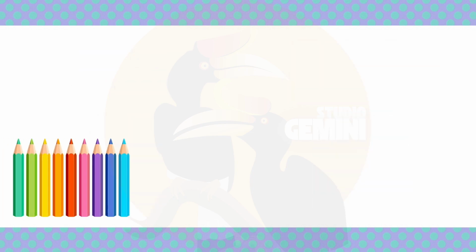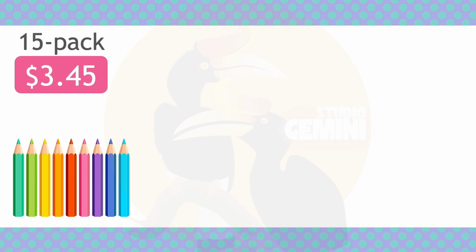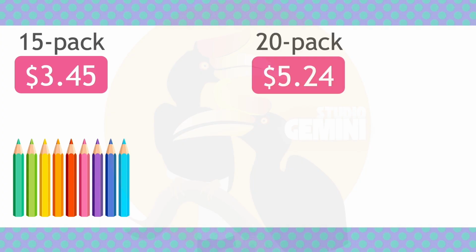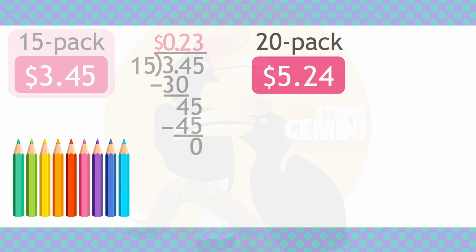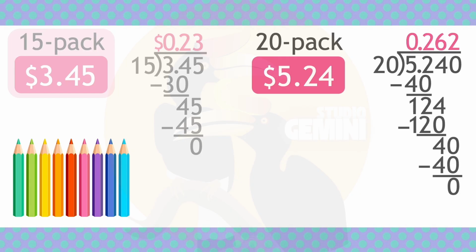Let's say you need to purchase some new colored pencils for art. When you go to the store, you find 2 packages of pencils you really like. A 15-pack for $3.45 and a 20-pack for $5.24. Because you want to get the best deal possible, you know you need to find the unit price of 1 pencil from each package. For the package containing 15 pencils, you divide $3.45 by 15 to get a unit price of 23 cents. For the 20-pack of pencils, you divide $5.24 by 20, which equals 0.262.